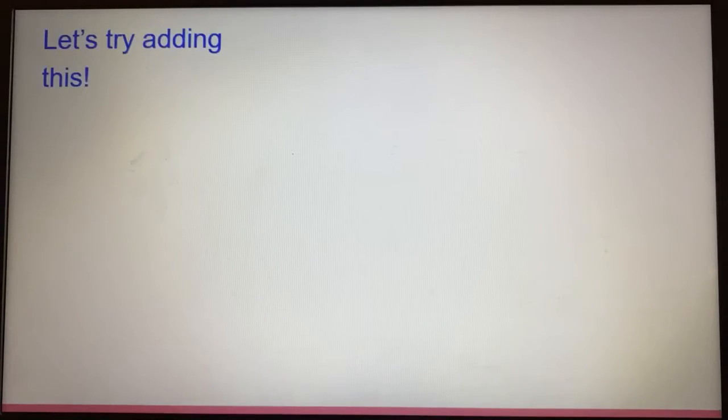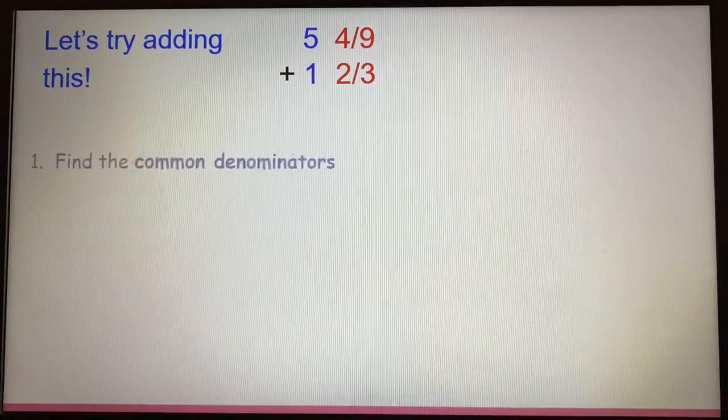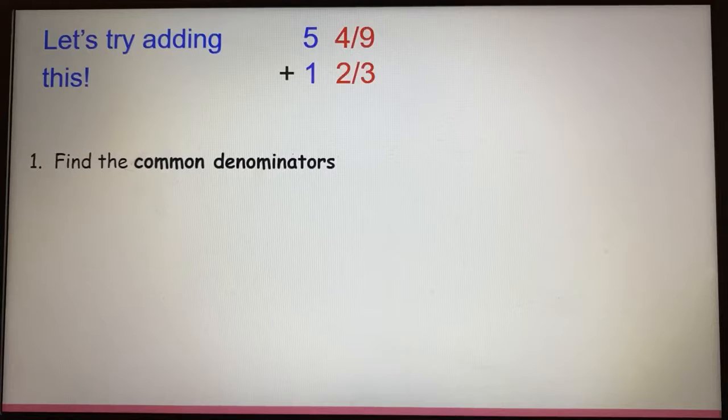And let's try adding this one. So we have 5 4/9, and we want to add 1 2/3. First, we have to find the common denominators. So we know that 3 can go into 9. So we can make our denominators 9 by multiplying 2/3 by 3/3. And our new problem will be 5 4/9 and 1 6/9.